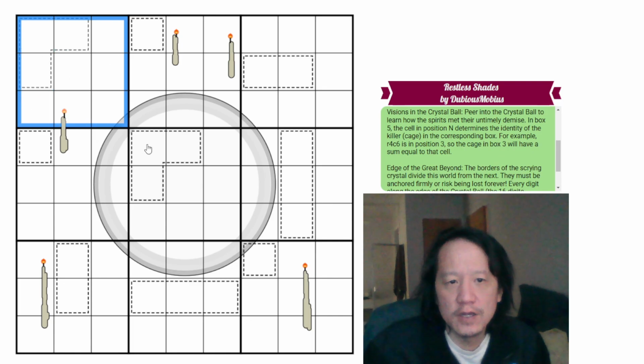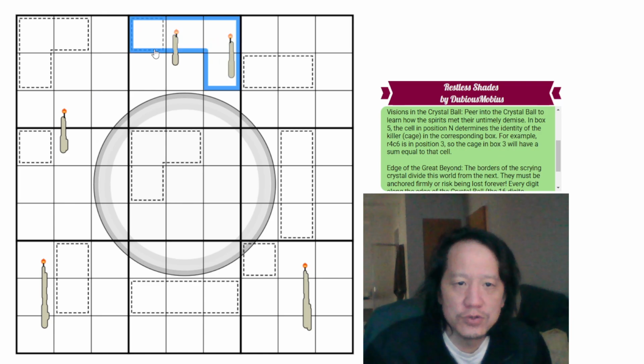Specifically, we order this in typical Western reading notation, it's just convention so that we can easily talk about these things. So this is box 1. This is box 2. This is box 3. This is box 4, 5, 6, 7, 8, 9. And the corresponding cell in box 5, this digit is equal to the sum of all the digits in the cage in box 1.